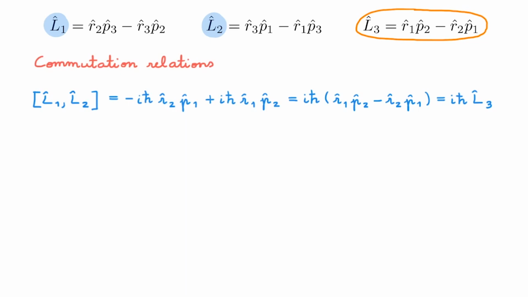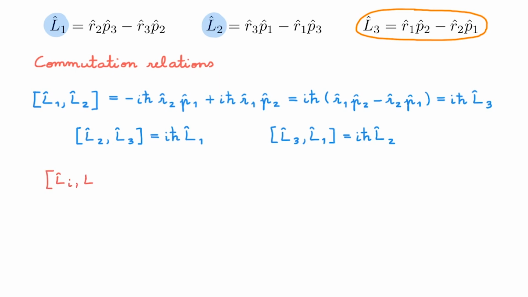We could repeat the same exercise for the other commutators, and we would find that there are only 2 more commutators that are non-vanishing. The commutator between L2 and L3, which is iħ L1, and the commutator between L3 and L1, which is iħ L2. We can write these relations in a more compact form as the commutator of Li with Lj, giving iħ sum over k of epsilon ijk Lk.